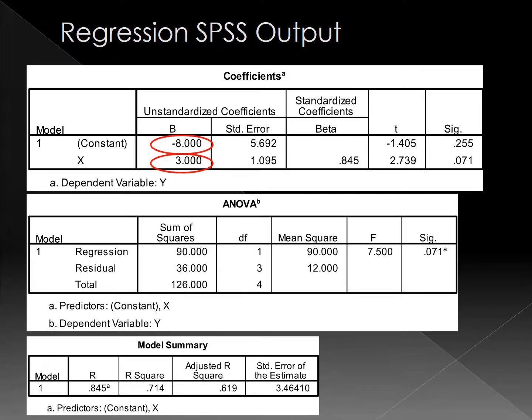Here it lists the coefficients. Here it labels unstandardized coefficients. The number next to constant is the intercept, A, and the number next to x is the slope. So B is 3, A is -8. Then the number under standardized coefficients is labeled as beta. So this is beta, which is 0.845.